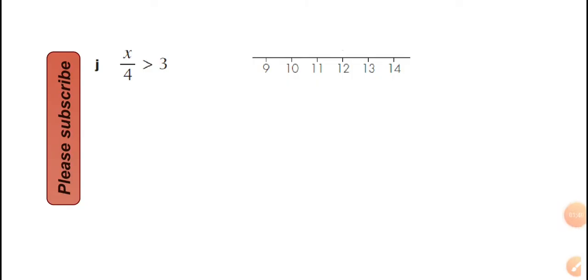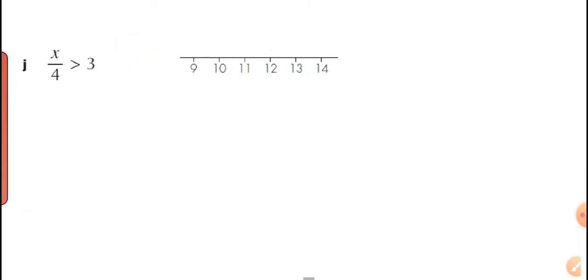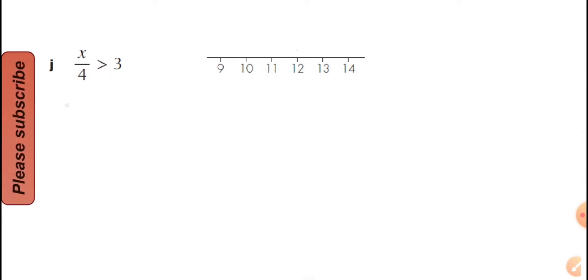So question J now. So we want this x on its own, so we have to get rid of the divide 4. How do you get rid of divide 4? Well, we have to times 4 on this side, so that means we have to times 4 on the other side as well. So on the left hand side, the divide 4 and the times 4 cancel out, leaving just x, and on the right hand side 3 times 4 is 12, and because we haven't multiplied or divided by any negative numbers, we can just copy the sign as it is. So x has to be greater than 12.